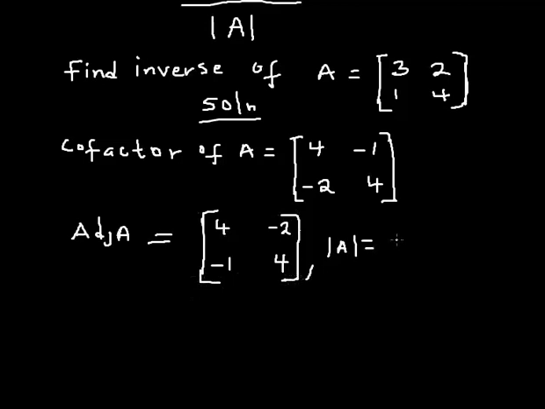So now I want to evaluate the determinant of this. Of course, you know how we do it. Major diagonal, that's 3 times 4, that's going to be 12, minus the minor diagonal 1 times 2, that is 2. So when I subtract that, that's going to give me 10.